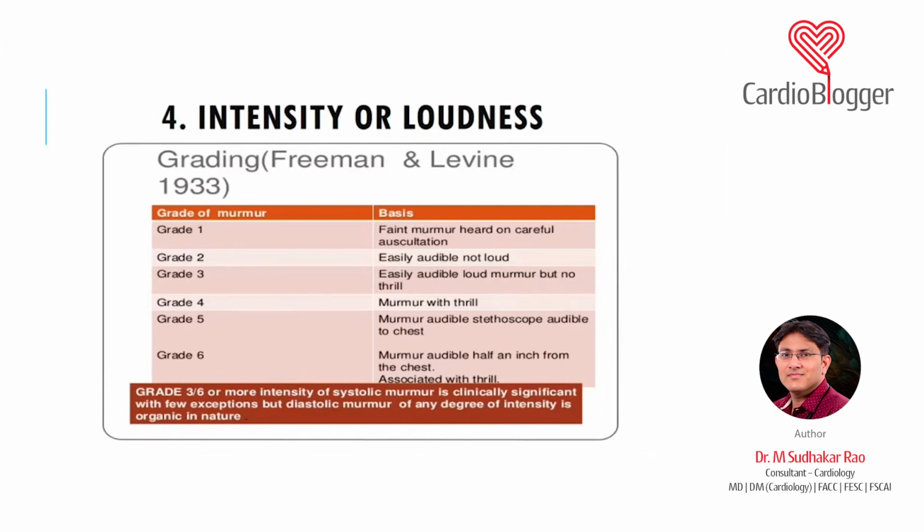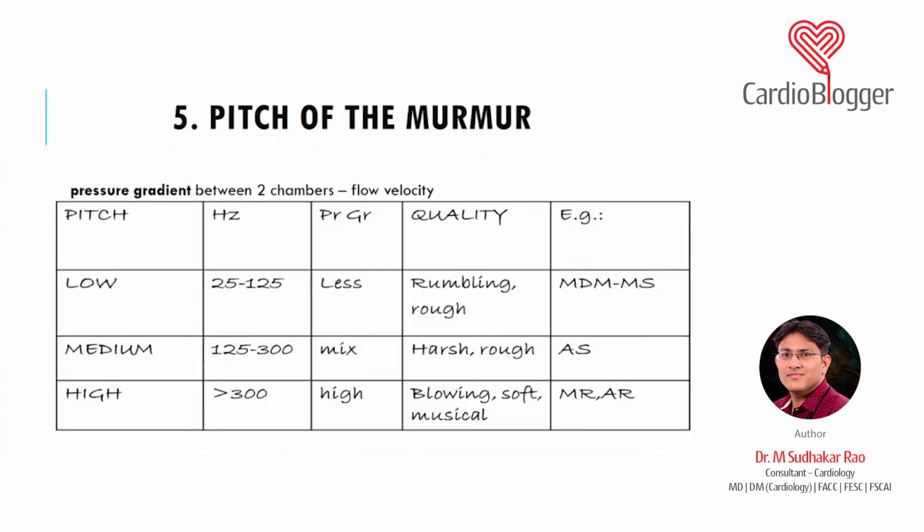Most of the time we are able to hear a grade 3 murmur, where the murmur is easily audible, but there is no thrill. So up to grade 3 you should remember, because the grade 2 murmur is easily audible but not loud. It is just audible. So that is how we determine the grading. It is better if you do not grade a diastolic murmur, even if you grade it up to 4. The reason being, all the diastolic murmurs are organic and significant, and that is why we do not grade a diastolic murmur.